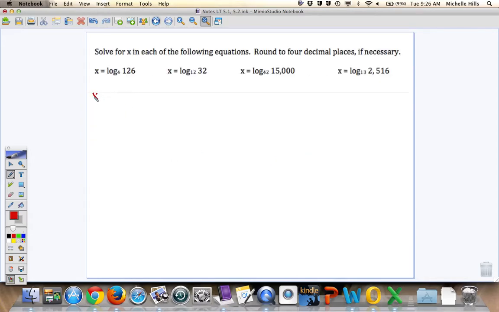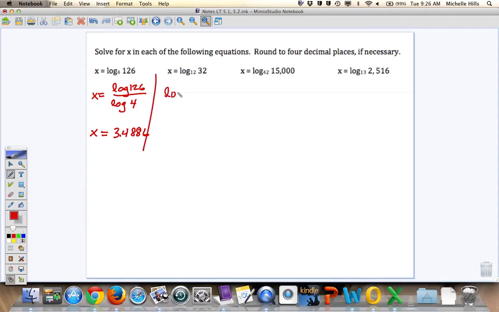So the first thing I'm going to do is to rewrite this. This is the same thing as the base 10 log of 126 divided by the base 10 log of 4. Plug that in my calculator. 4 to what power is 126? Is 3.4886.